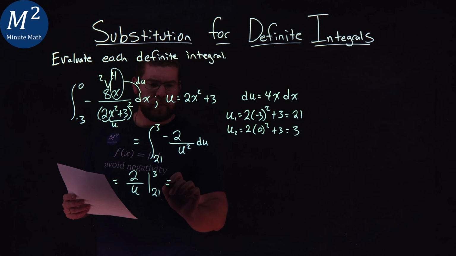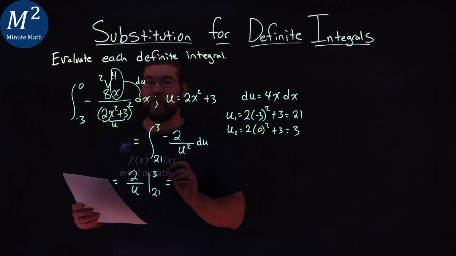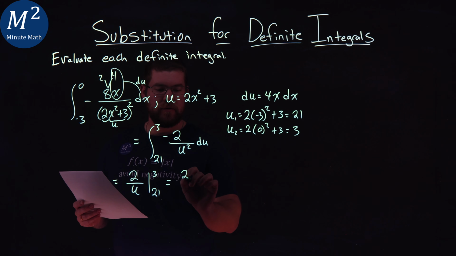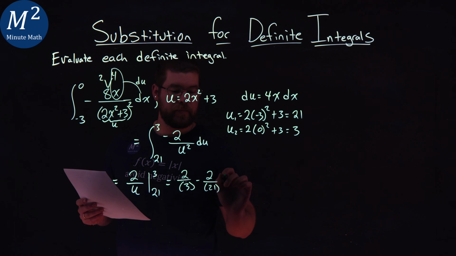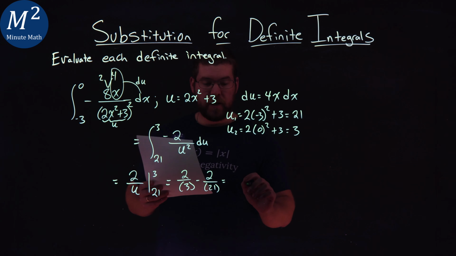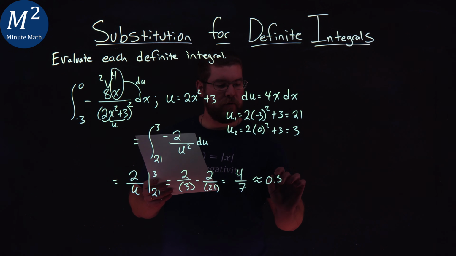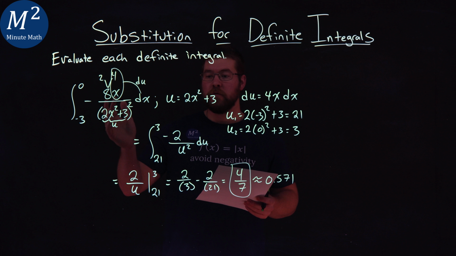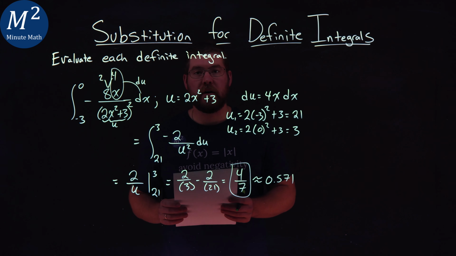Okay? Well, from there, we need to plug in 21 for u and 3 for u and use our rules here. So 3 goes in first, so we have 2 over 3 minus 2 over 21. With that being said, 2 over 3 minus 2 over 21 comes out to be 4 over 7, which is approximately 0.571. But there we have it. We integrated our integral in terms of u and then solved it. Our final answer here became 4 over 7.